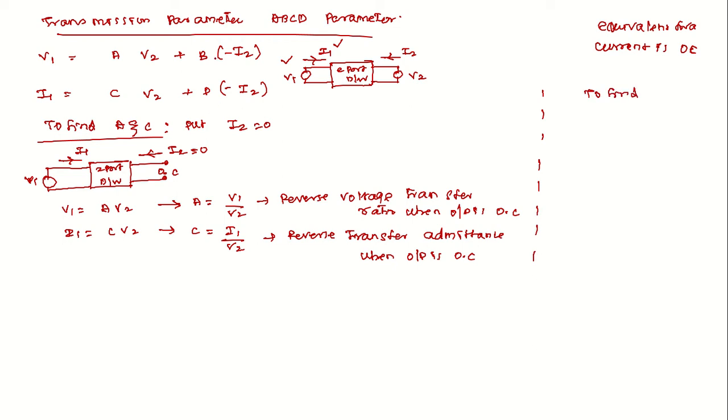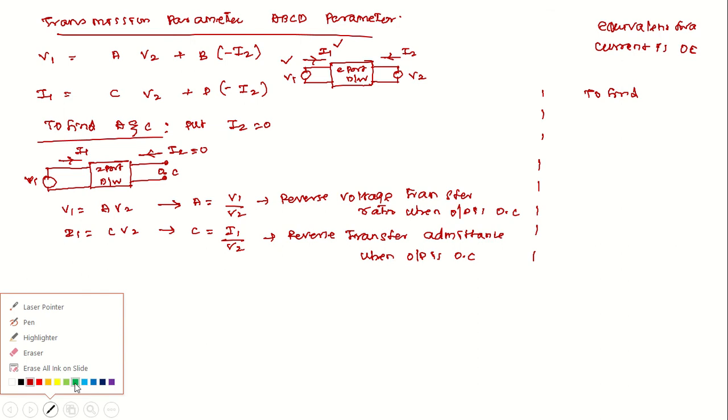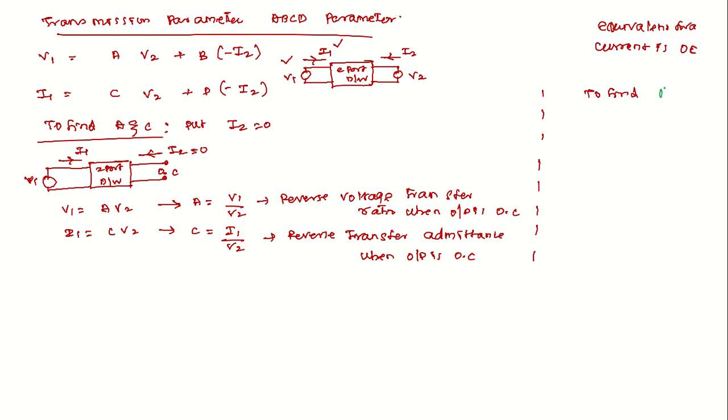to find the value of B and D. To find the value of B and D, you have to put V2 equal to 0. Make your V2 equal to 0. V2 equal to 0 means your output side should be short circuited.